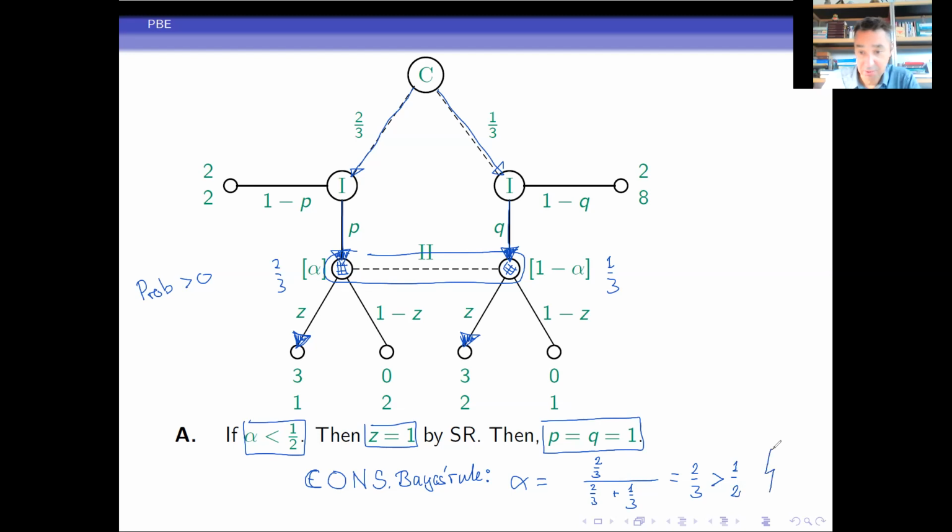So you see that we don't find any perfect Bayesian equilibria in this case. So there are no perfect Bayesian equilibria where alpha is smaller than half. That's what we conclude now.